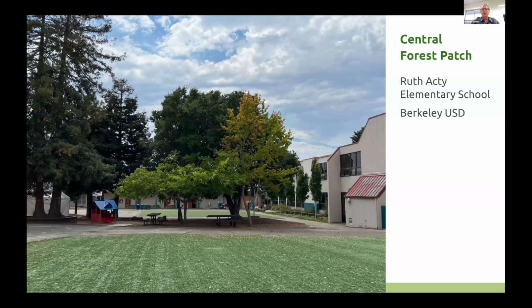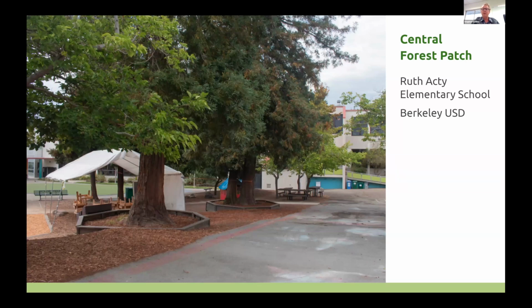This is our Ruth Acty Elementary School. We actually didn't do anything here. This is an old bank of redwood trees, and it goes right down the middle of the playground. So it kind of cuts the playground in half. But we have seating in there. You can see one of our white pop-up tents that we did during COVID. And again, it just draws people. It gives shade. It gives a comfortable place for people to go.